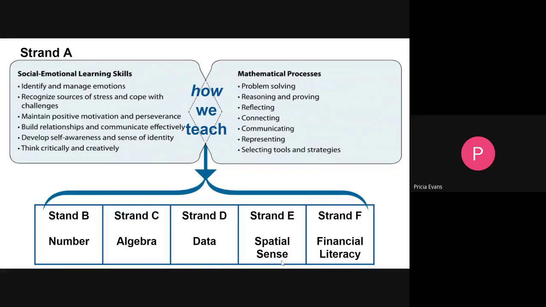So you've got the how do we teach it, and then the specifics of what we teach. So we have number, algebra, which is going to include coding and also the process of mathematical modeling, data, which includes probability as well, spatial sense, which is merging geometry and measurement, and then finally, financial literacy.